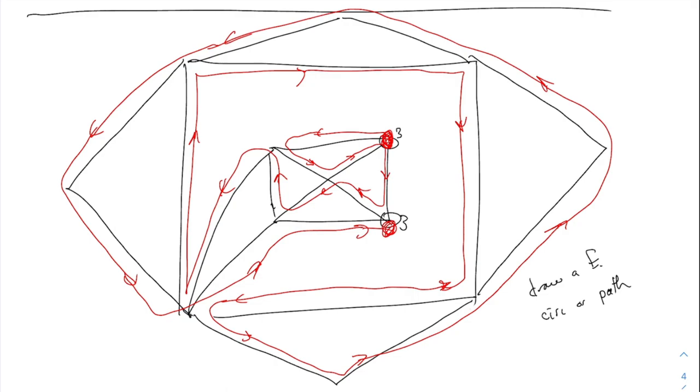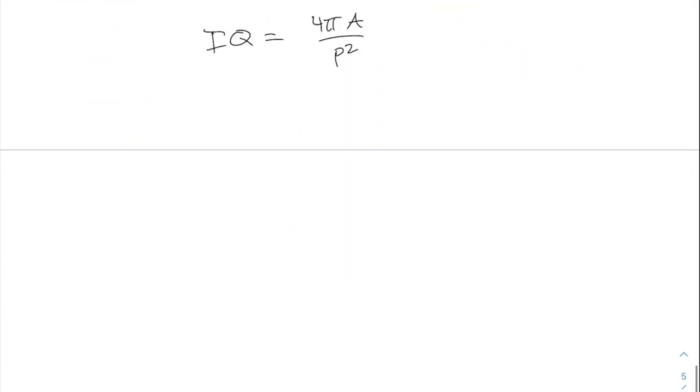Not that. This is too big. Maybe a smaller one. Like, for instance, can you tell me in this graph, either draw an Euler circuit or an Euler path or say that none of them exists?